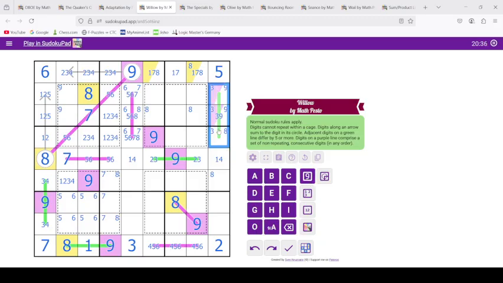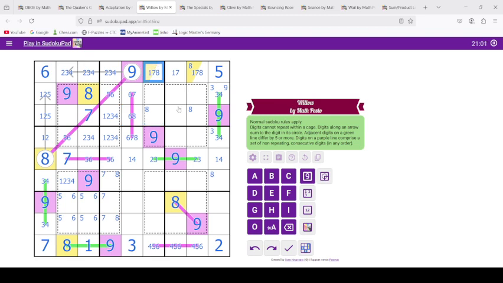5 can't go here, or there. Actually, 5 goes there, so 5 can't go here. This has to be 6, 7, 8. Thus, 8 cannot repeat along this over here. This has to be 3, 4, 9. 3, 4 there, 9 there. Is that 9? We can finish coloring with 9s.